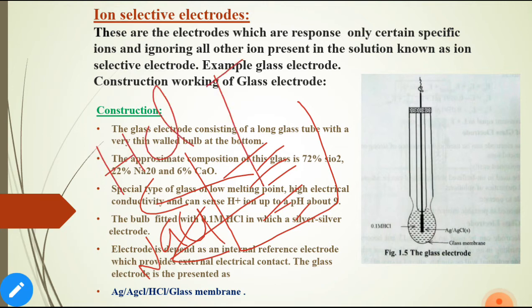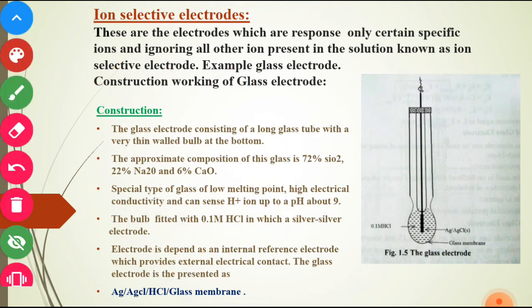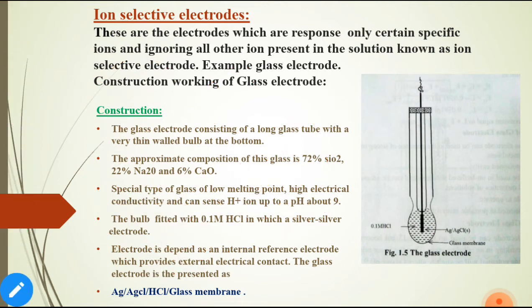If you take the electrode and put it into this mixture of solutions, what happens? This electrode only responds to the H+ ions and ignores all the other ions present in the solution. This is called an ion selective electrode. For this we have taken the example of the glass electrode. Now we have to see the construction, working and applications of this glass electrode.